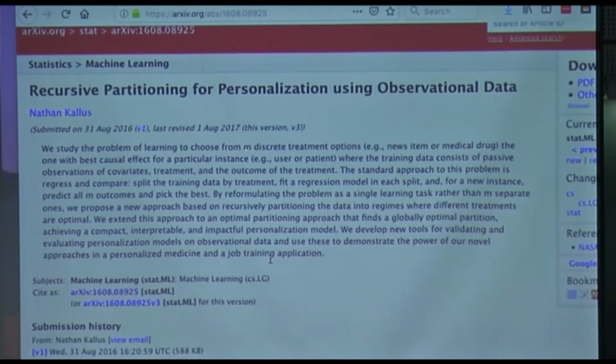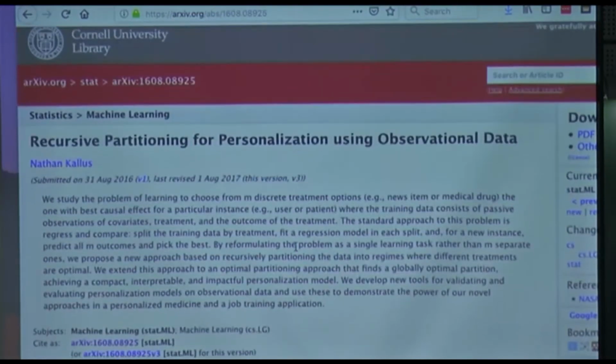We studied the problem of learning to choose among m discrete treatment options, news items, medical drugs, the one that has the best causal effect for a particular instance, user or patient, where the training data consists of passive observations of covariates, treatment, and outcome of the treatment. The standard approach to this problem is to regress and compare: split the training data by treatment, fit a regression model for each split, and now for a new instance predict all m outcomes and pick the best. By reformulating the problem as a single learning task rather than m separate ones, we propose a new approach. So this is a nice paper to read. It gives you some techniques that are going on currently.